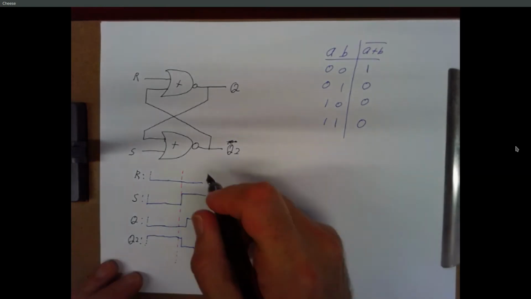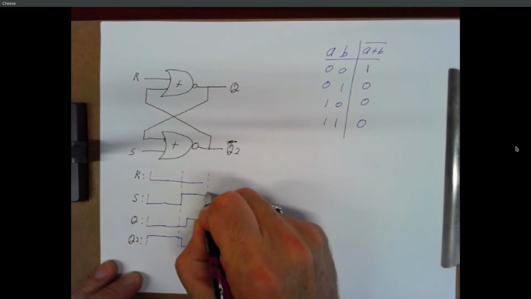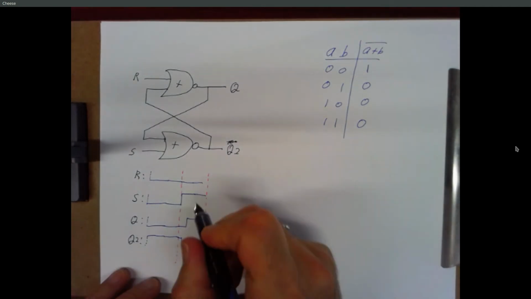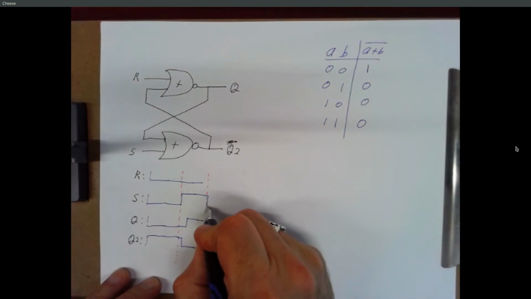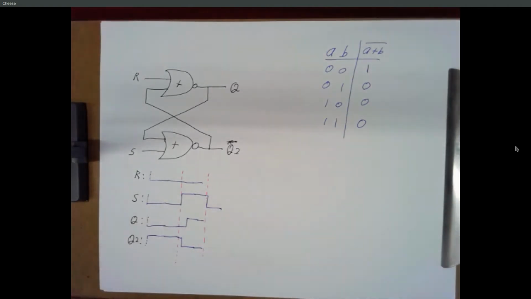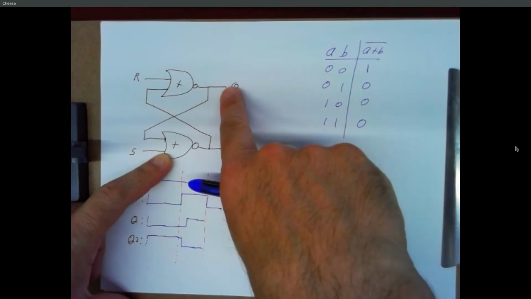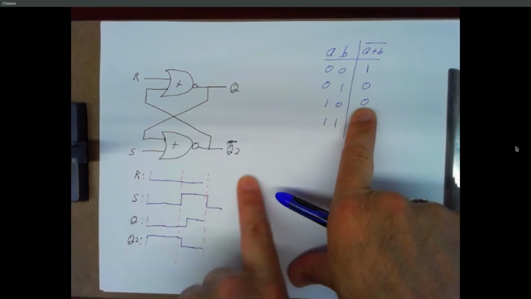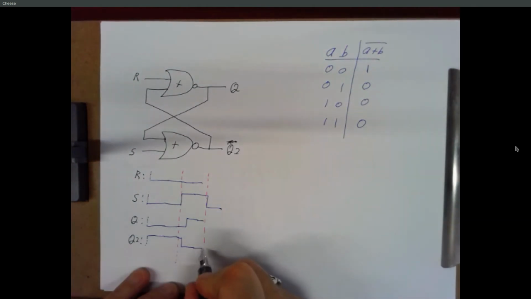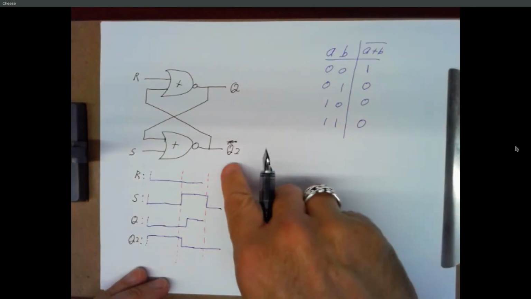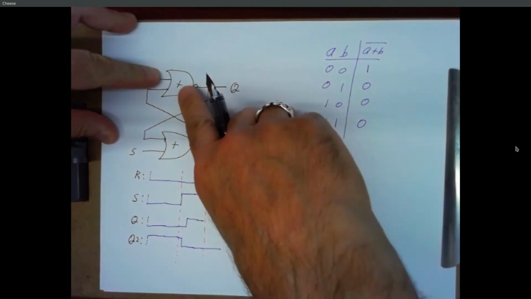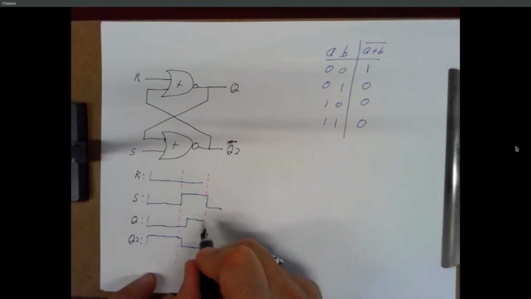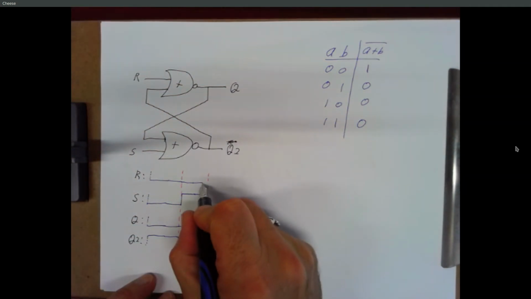All right, next event, we're going to drop S back to 0. So what happens? S is 0, Q is 1. So now we've got a 1, 0 into this bottom NOR gate. Output should be a 0. That's Q2. Q2 stays low. No change there. Since Q2 doesn't change and R hasn't changed, this is still a 0, 0 going into Q. 0, 0 should give you a 1. Q is going to stay high as long as we don't touch R.